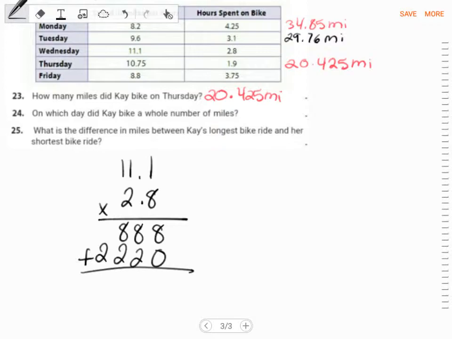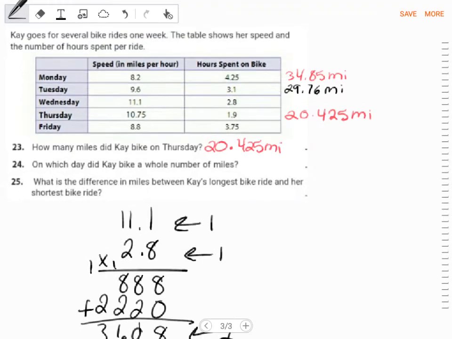Hopefully that wasn't too bad. 8 plus nothing is 8. 8 plus 2 is 10. Carry the 1. Get 11. Carry the 1. And get 3. So notice we've got 1 decimal place, 1 decimal place. So we have total down here 2. Count from the end. 1, 2. 31.08.